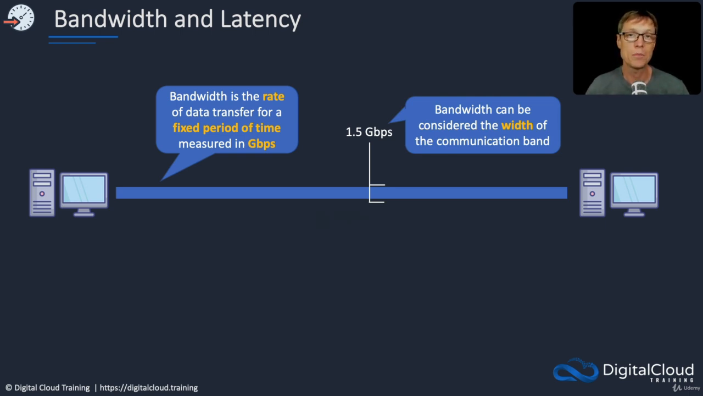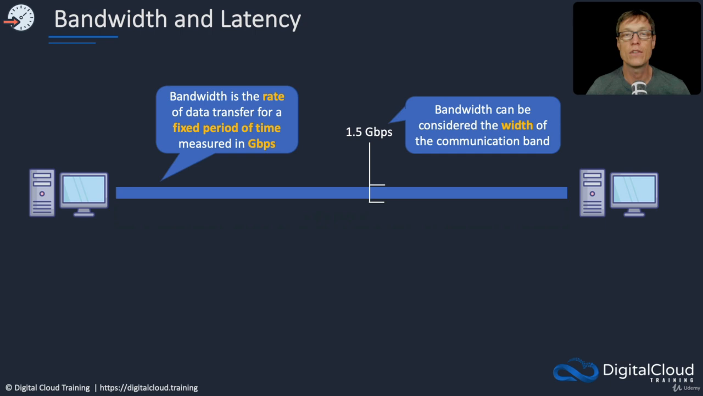A good analogy to help you understand this is imagine sending water through a hosepipe. Now if you send the water at a specific speed, the width of the hosepipe is going to determine the amount of water you can get through in any specific period of time. If you have a very wide hosepipe and you're sending water at a specific speed, you're going to get more water through it in a certain period of time than you would if it was a very narrow hosepipe.